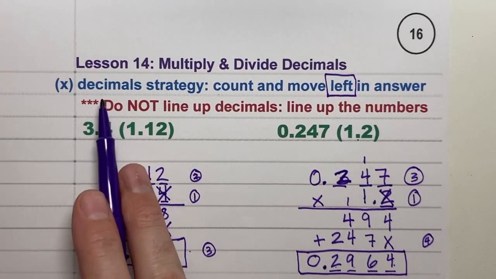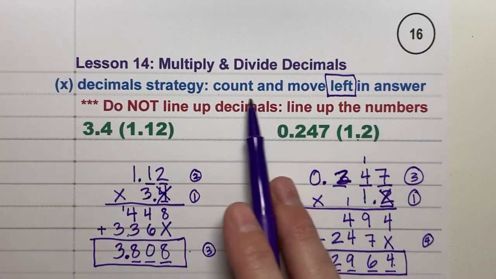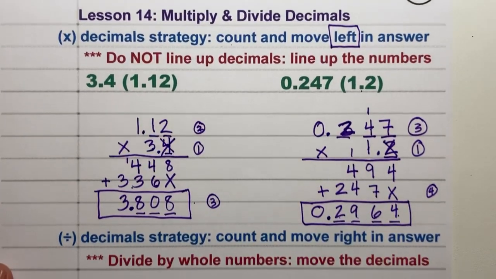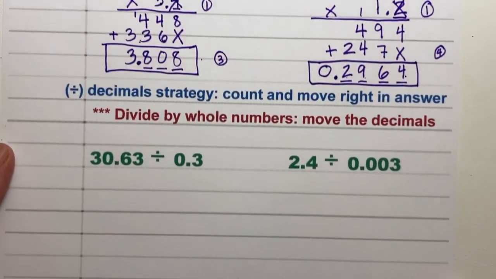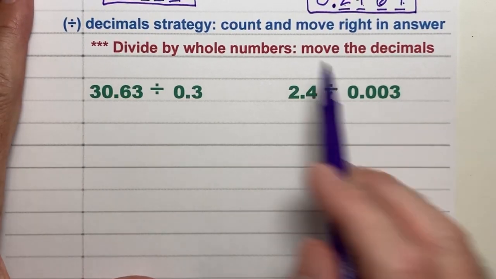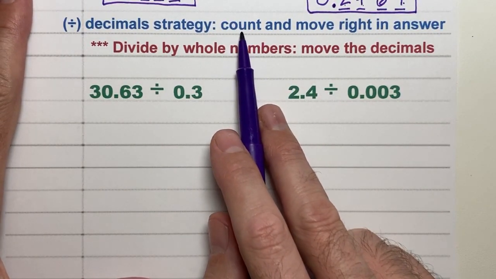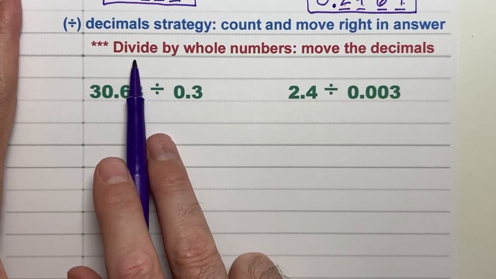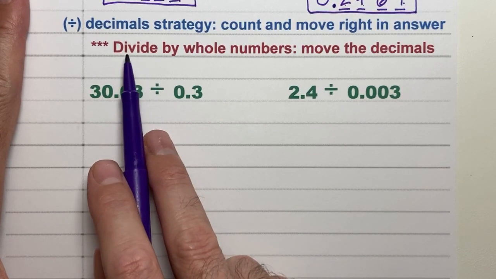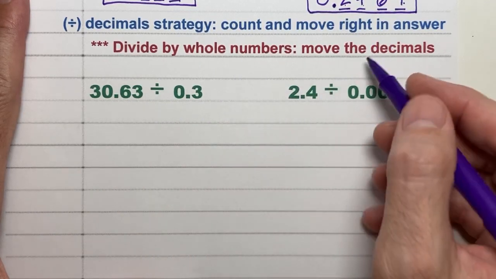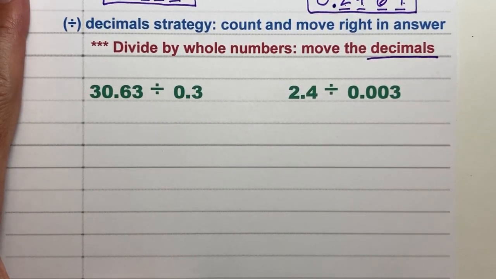So the multiplying decimal strategy is we're going to count the decimal place values that we have, and then we move it left in our answer. So if we look at dividing decimals, for dividing decimals, we're going to count the decimal place values, and we're actually going to move it right in our answer. So one thing we need to pay attention to is when we divide decimals, we don't really divide with a decimal. We're going to divide with a whole number, and we're going to move the decimals.